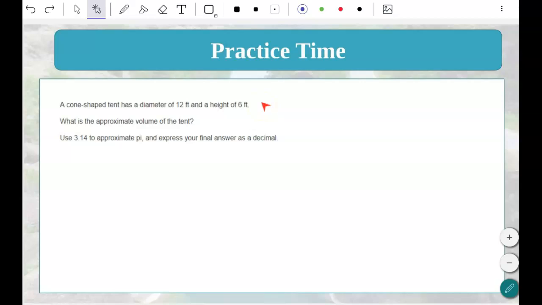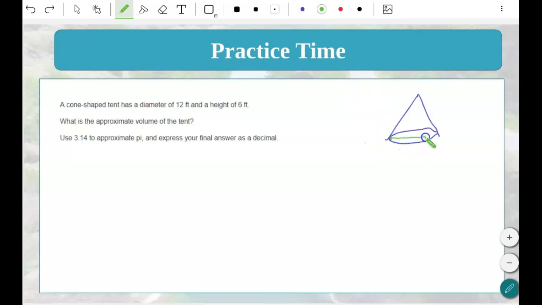It says a cone-shaped tent has a diameter of 12 feet and a height of 6 feet. What is the approximate volume of the tent? So this one is just practice with finding the volume itself. So y'all are going to see my lovely ability to draw a cone. So the tent has a diameter, so that's going to go all the way across.